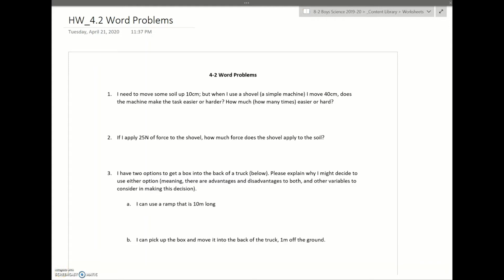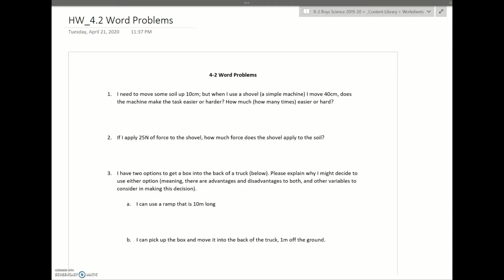Hi students, this video is going to explain how to solve these 4.2 word problems about mechanical advantage and mechanical efficiency. Those are some of the new equations from this part of the book, or this part of your notes. I'm going to start off by writing out the helpful equations up at the top of my page.